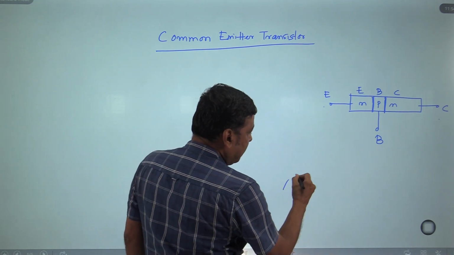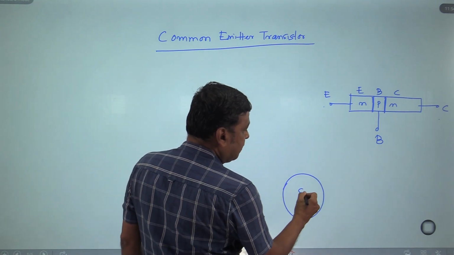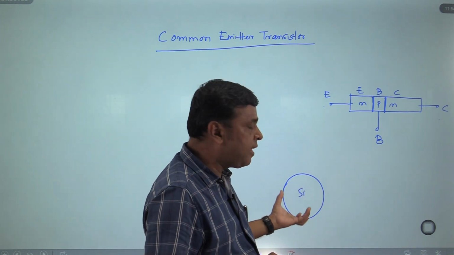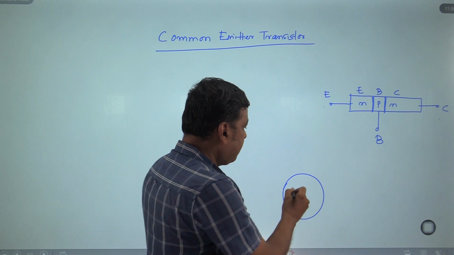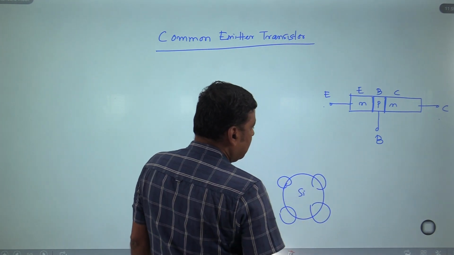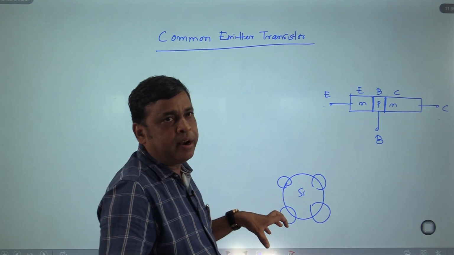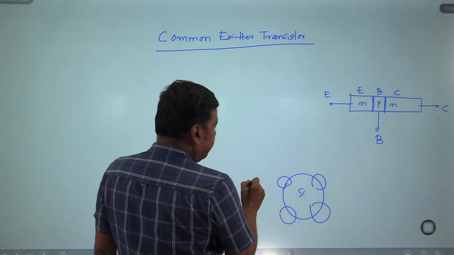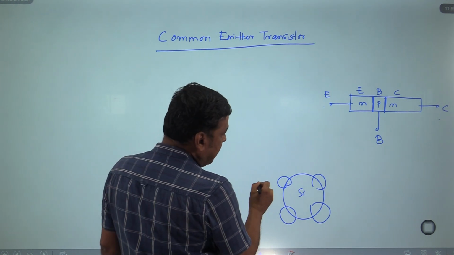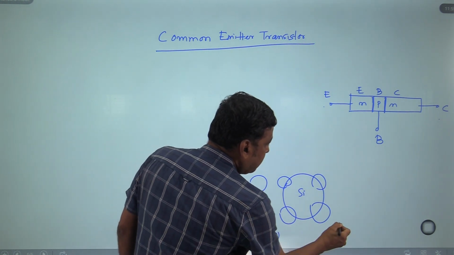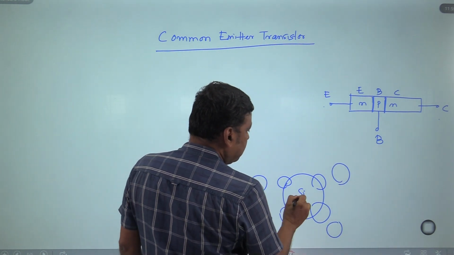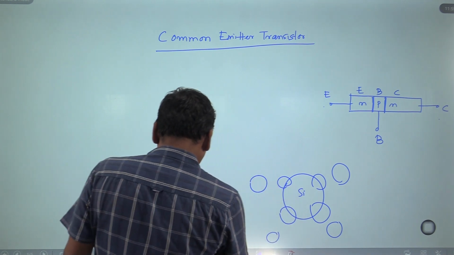In semiconducting material, there is silicon and germanium. This is silicon. In silicon, there are 4 electrons in the outermost shell. So, if you add some pentavalent impurities, that means what? Pentavalent means there are 5 electrons in the outermost shell. So, this is a pentavalent impurity.